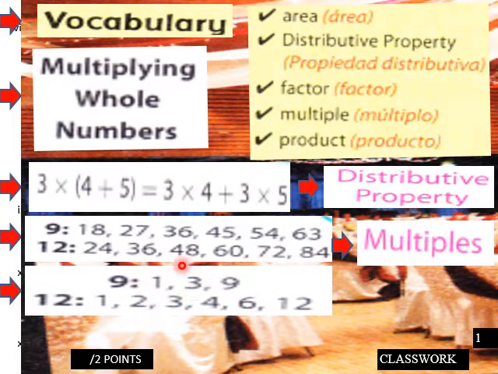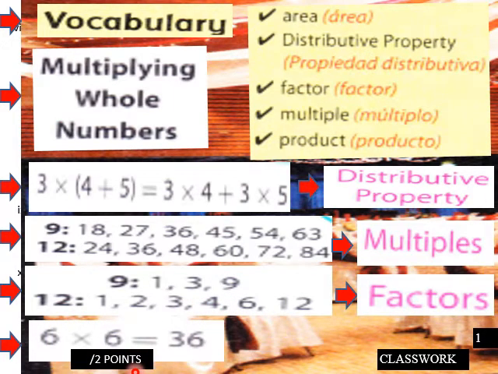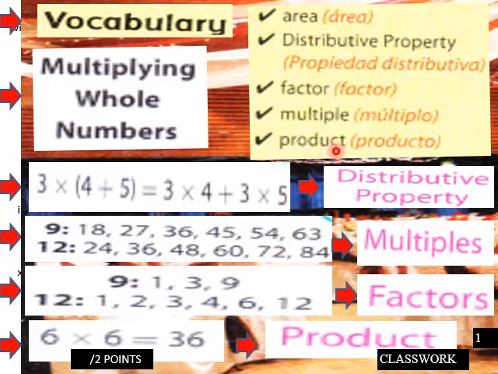And then these are what of this number? These are what of that number? Choosing from our list up here, they would be factors. And then 6 times 6 equals 36. That would be a product here.